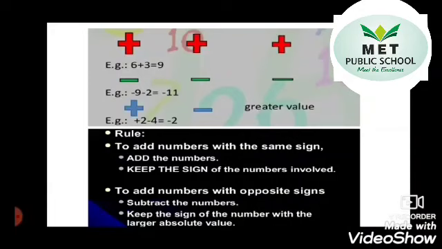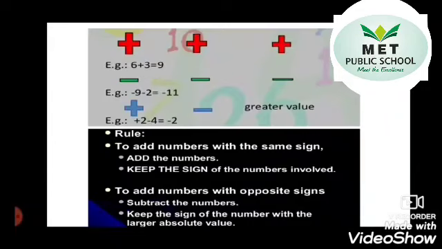Second rule states that to add numbers with opposite signs, subtract the numbers and keep the sign of the number with larger absolute value. All of you observe example 3. If you have different signs in the given question, then you have to do the subtraction and put the symbol of the greater number in the given question.